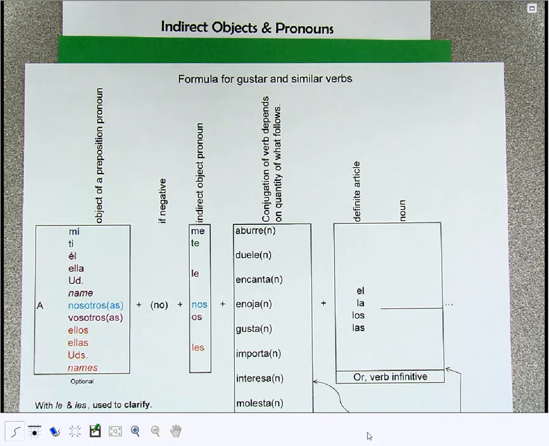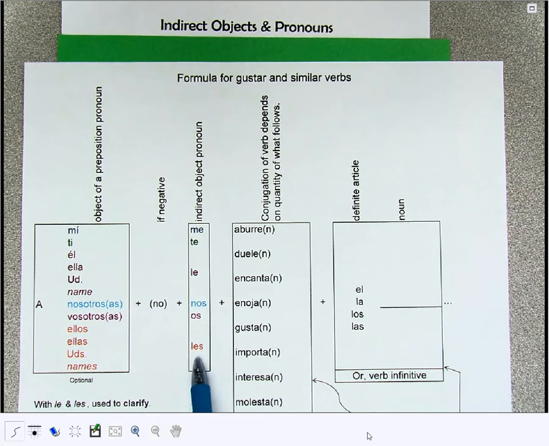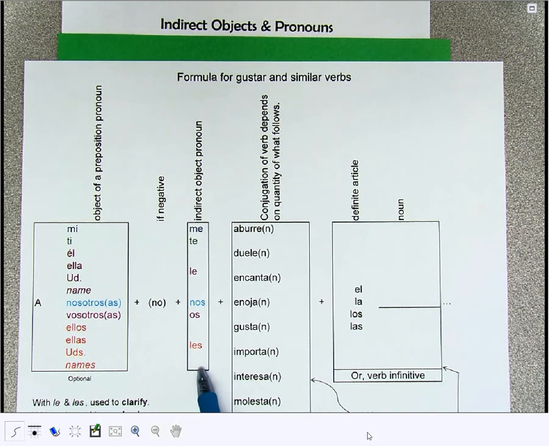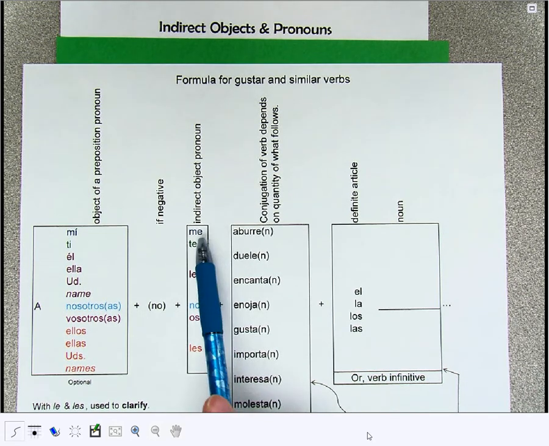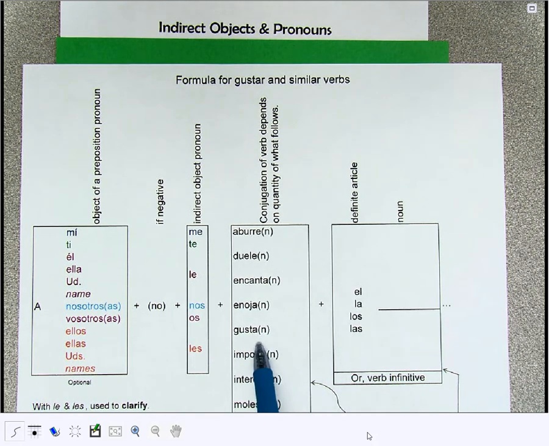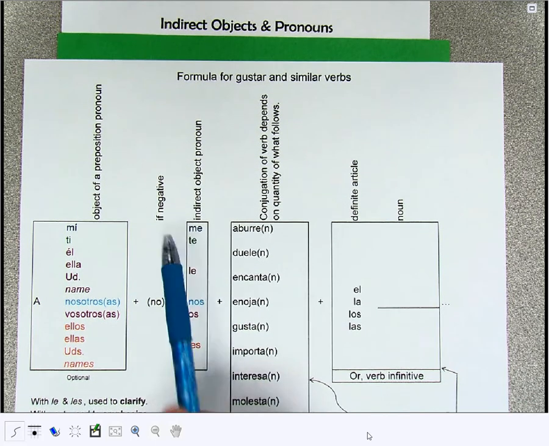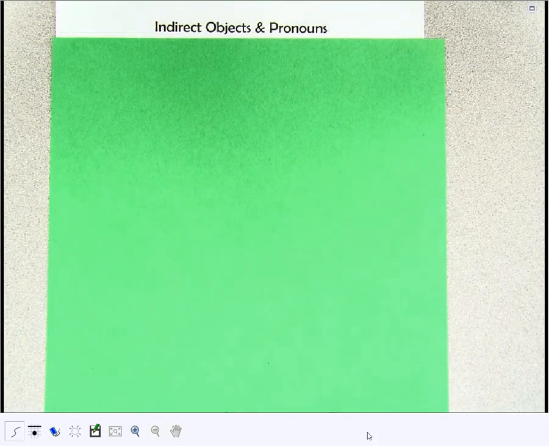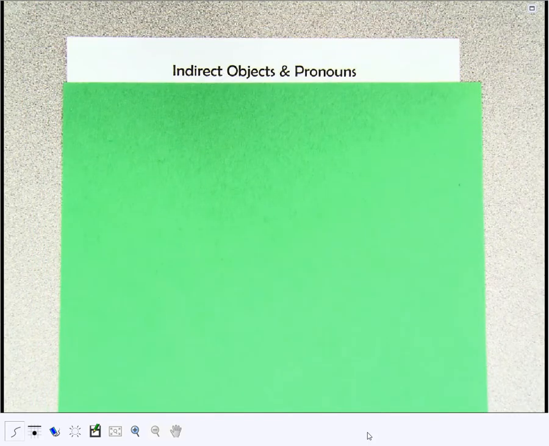So I have our Gustar formula out, and this is just to remind you that we have already worked with indirect object pronouns with the Gustar verbs that require them to function. So we have seen these before, and we have learned that it really means to me, to you, for him or her. So like with Gustar, if you want to say I like books in Spanish, really you say the books are pleasing to me. Okay, so that's just a little review that we've already seen these, but now we're going to learn how to use them in sentences that don't use the Gustar formula verbs.